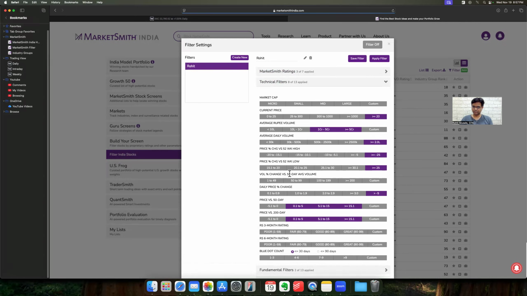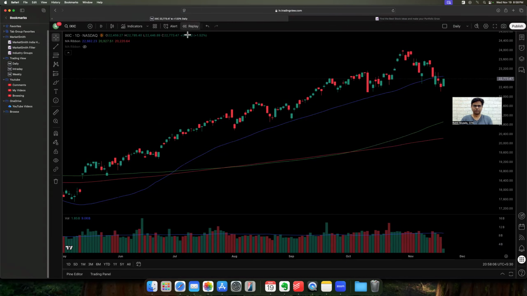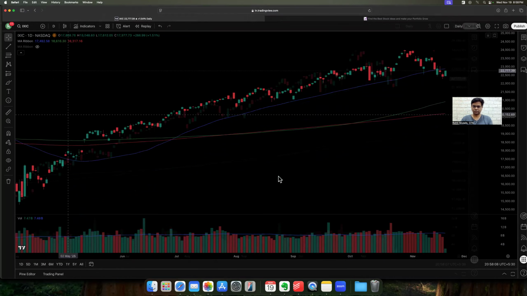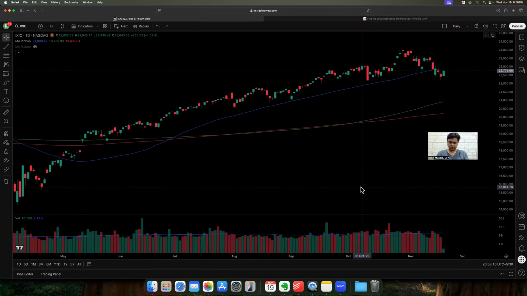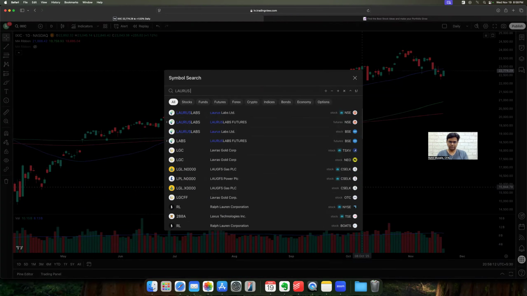Basically, what this means is if you have a 52-week low, you go up 25% from the 52-week low. From that level, the current market price should be above that level. Okay. And from the 52-week high, you come down 25%. The current market price should be in that 25% band, which I will show you now with the help of the chart. So let's go to Loris Labs.